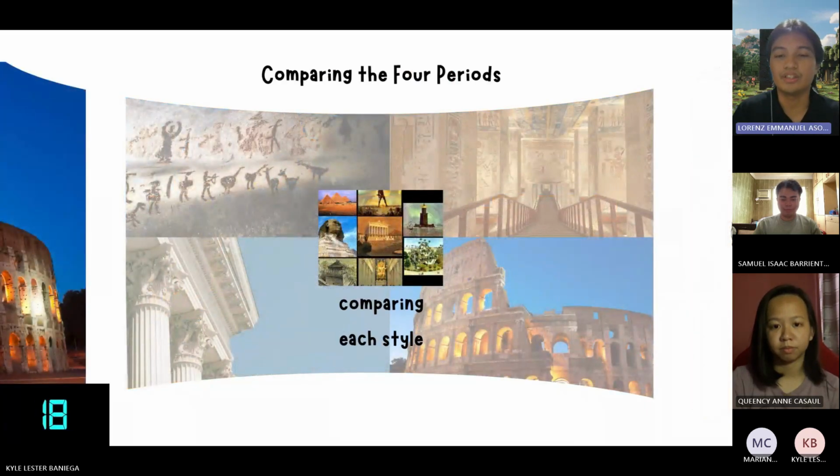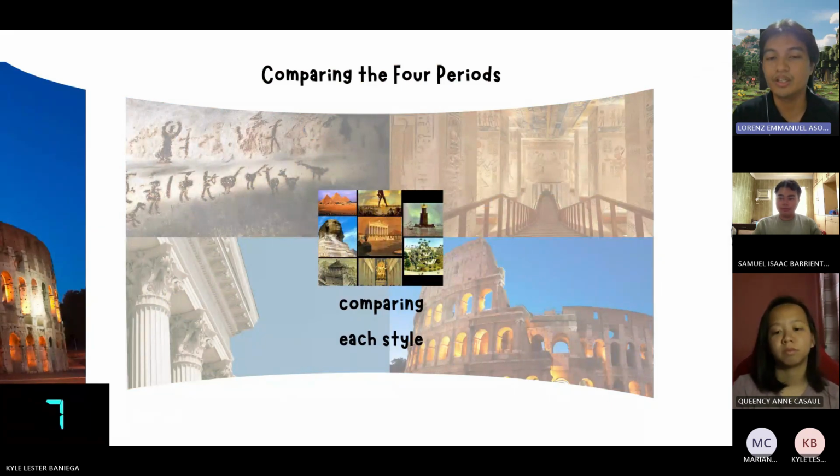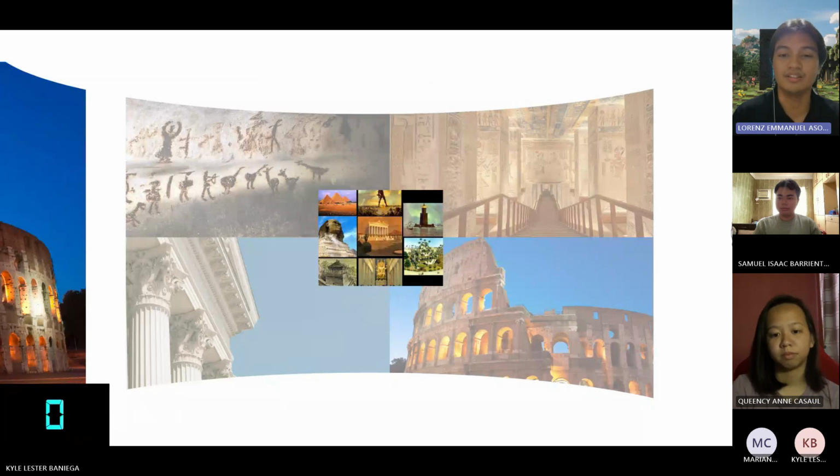So now let's proceed to comparing the four periods. Prehistoric art was survival driven, and Egyptian art was spiritual. Greek art idealized beauty, and Roman art expressed realism and authority. This goes to show that art evolved with society's needs.